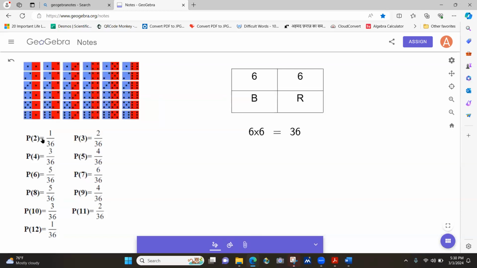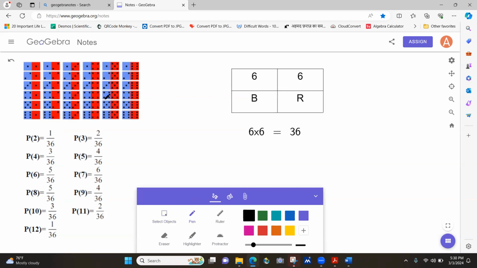How many ways can you get a 4? You can get a 4 in 3 different ways, right here: 1 and 3, 2 and 2, and 3 and 1. Now, there is a distinction between a 1 on the blue die and 3 on the red die, and 3 on the blue die and 1 on the red die. So 3 different ways you can get 4. That's why the probability of getting a 4 is 3 over 36.